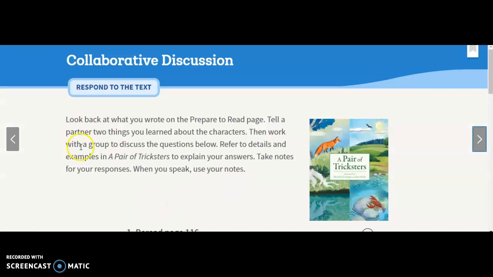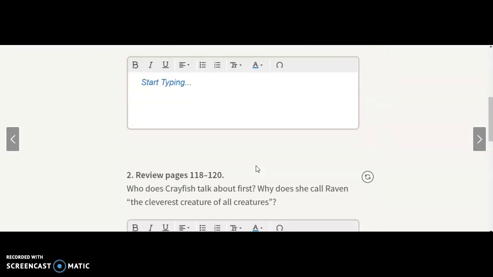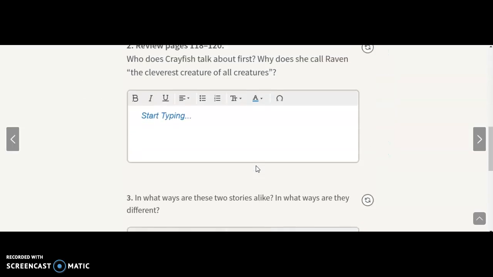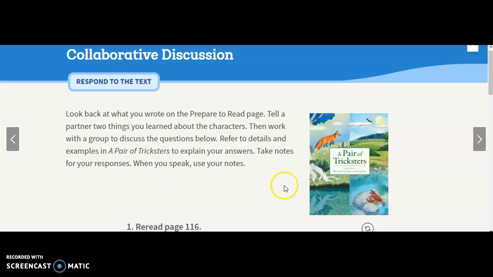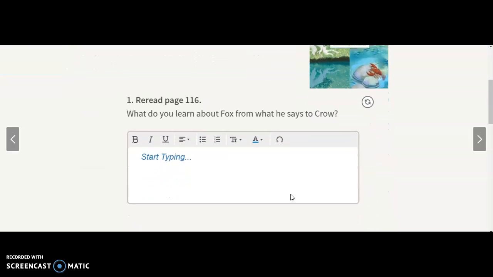So you are going to think back on what you discussed with a partner about what you wanted to know about these characters. And then you're going to work with that partner to answer the questions below. These questions will be on the next slides. Make sure to refer to details and examples in A Pair of Tricksters to explain your answers. So you're going to use both of those fables that we read, think back on them, and use details from those texts, those fables, to answer these questions.